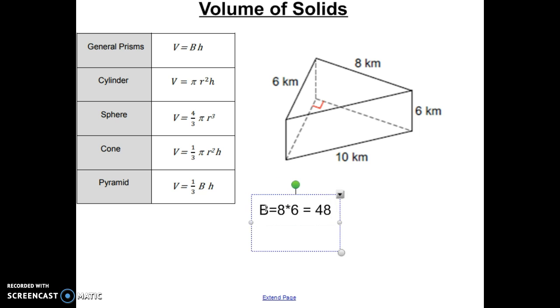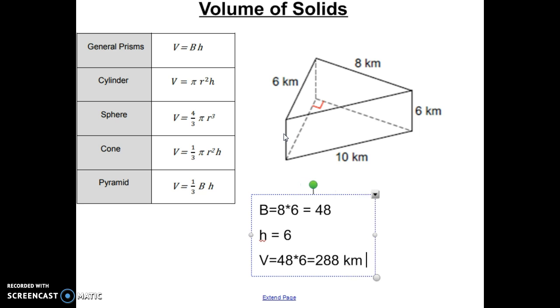And then the height of the prism is this 6 that's right here. It's not the 10, right? This is the triangle base. The height of the prism would be this height right here, which is the 6. So therefore the volume is 48 times 6, which is 288. And that would be kilometers cubed. I'm just going to spell it because it's easier than it is to do exponents.